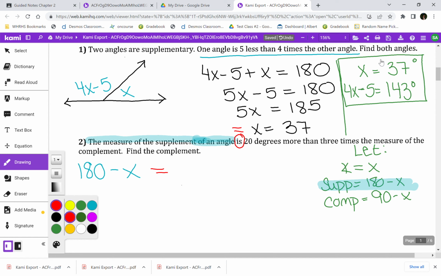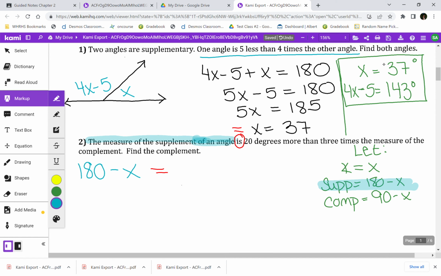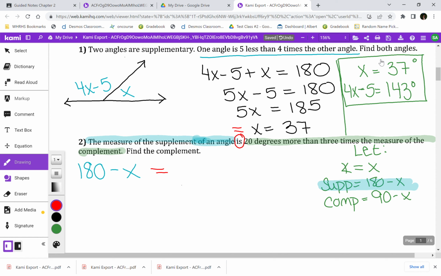And then it says 20 degrees more than 3 times the measure of the complement. Well, that 20 degrees more than is going to be a plus 20. 3 times the measure of the complement. How am I going to represent that? Milo. 3 parentheses 90 minus x. Exactly.